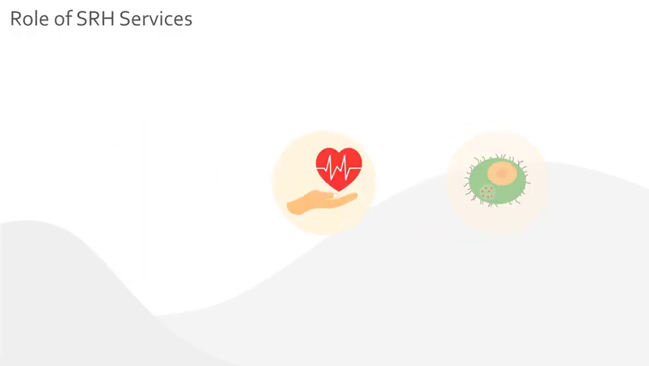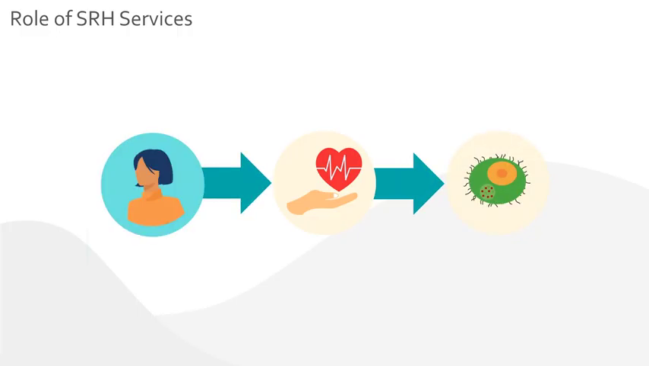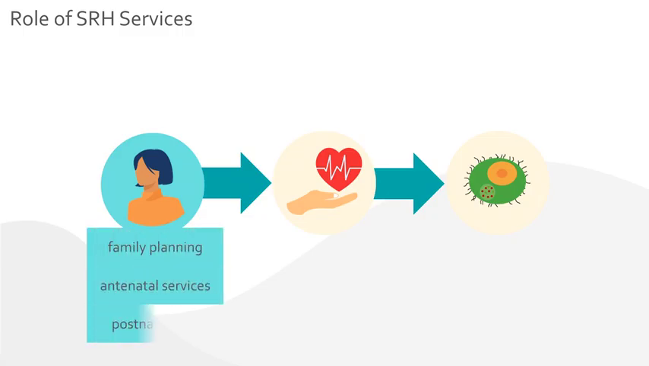Sexual and reproductive health services have an important role to play in detecting asymptomatic STIs. Since many women attend reproductive health clinics for family planning, antenatal services, and postnatal care, there is an opportunity to identify women with an STI who would benefit from treatment.